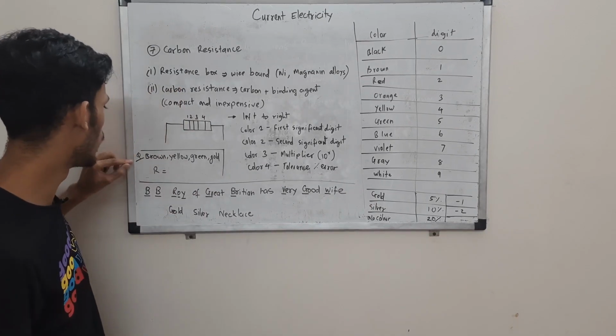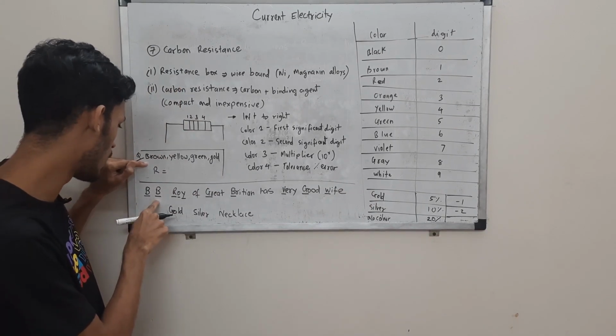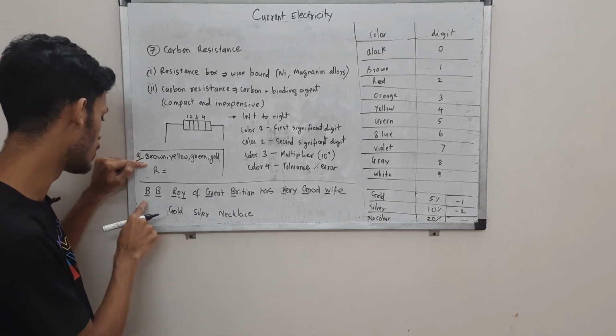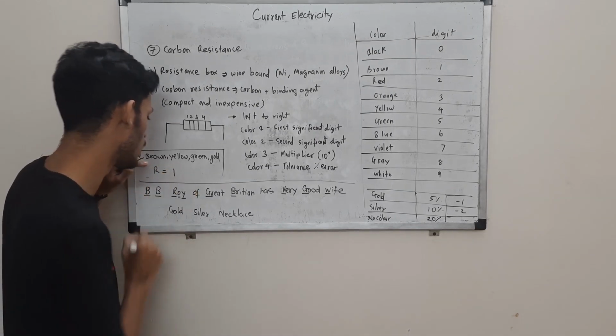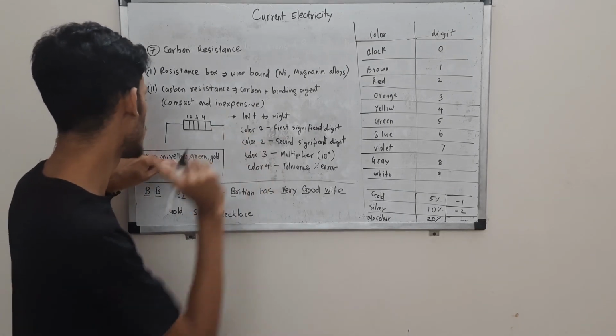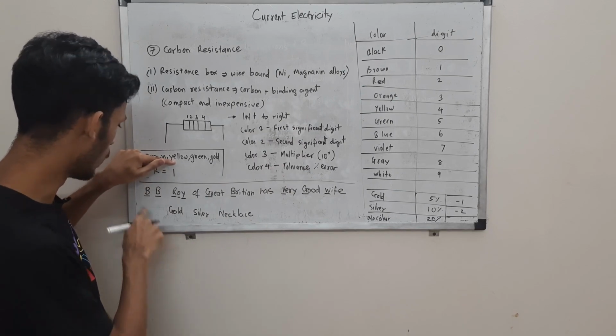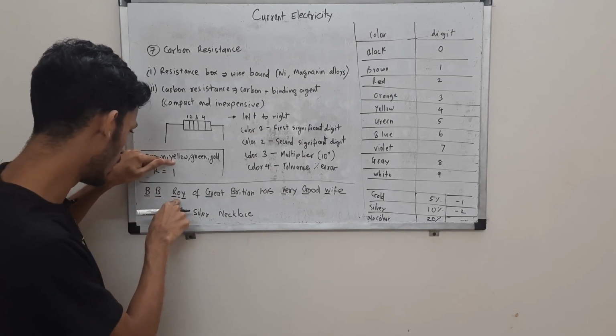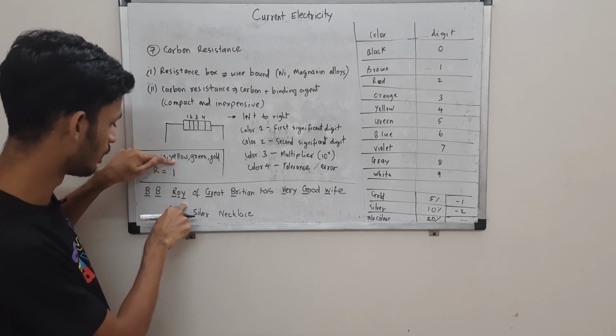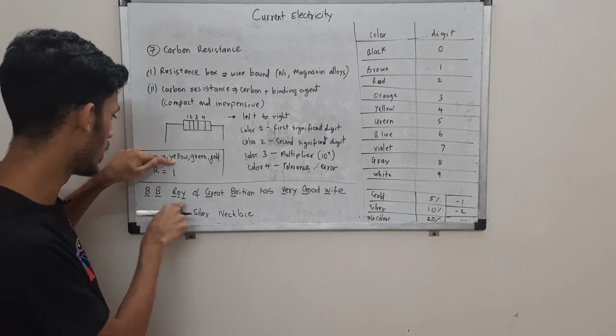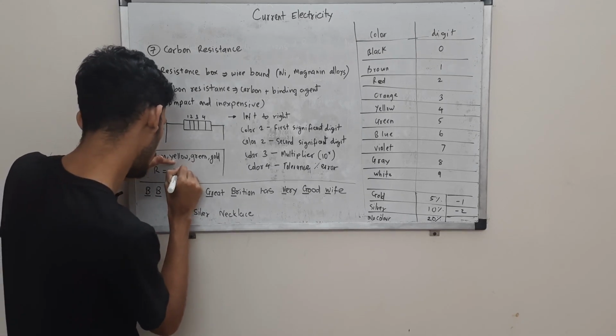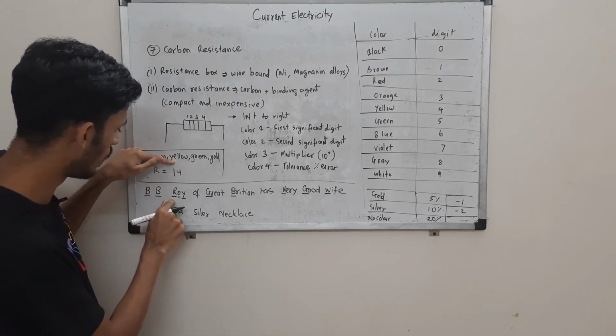So first of all, brown. This is black, this is brown. It starts from 0, remember, so 0, 1. So the first digit is 1. The second color gives the second digit. Second is yellow, so 0, 1, 2, 3, 4. Yellow is 4, right? Y for yellow, and yellow is 4.